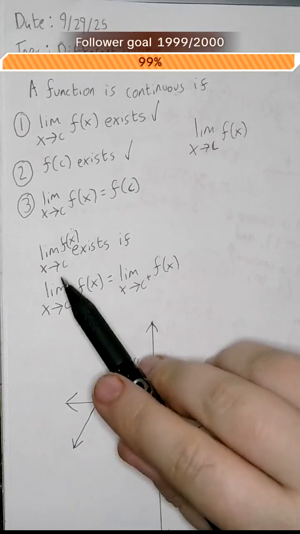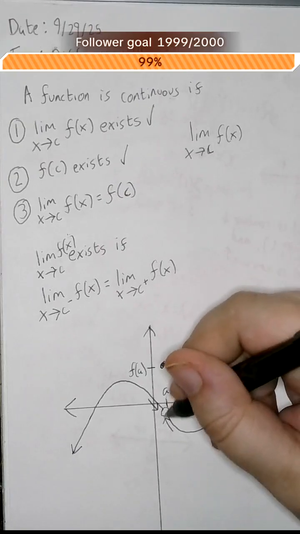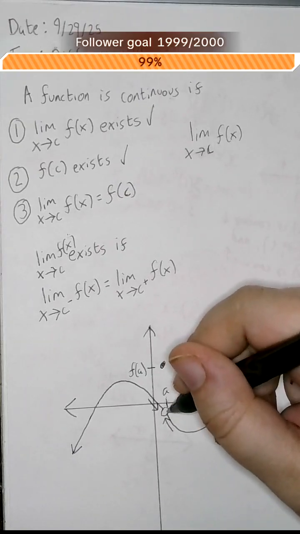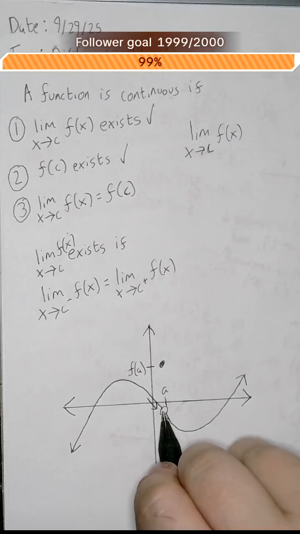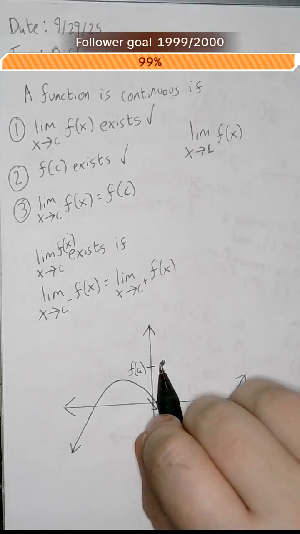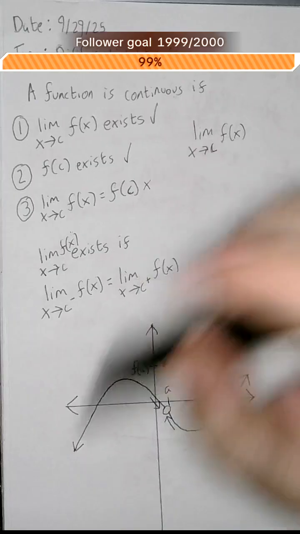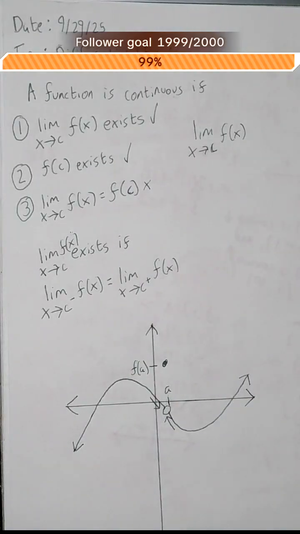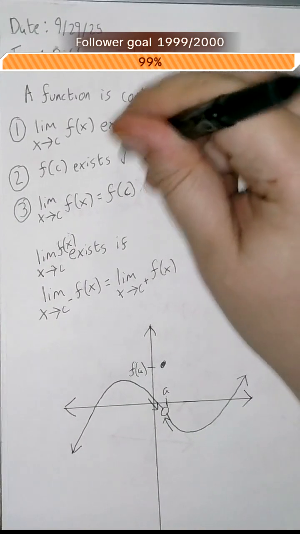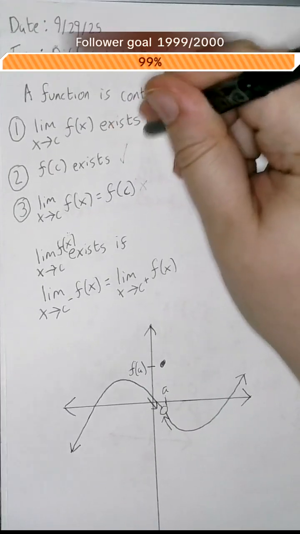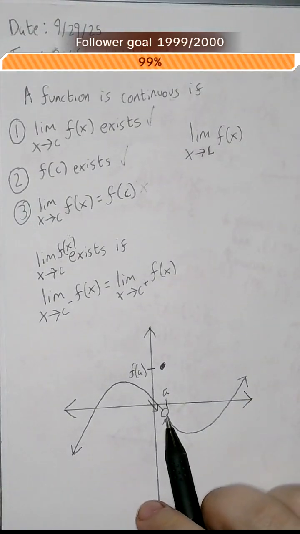Now, does the limit equal the actual value of f of a? No, it doesn't. Because this open dot means that this point is not part of the function. Instead, what I did was I took this point, removed it, and moved it up here. So you're right, actually, it is not continuous. You're absolutely right, Ashley. So this function would not be continuous. This is what we call a removable discontinuity.